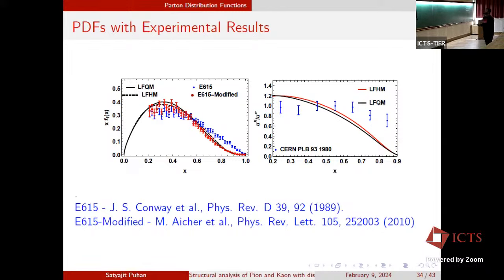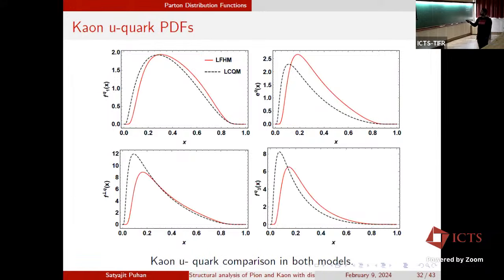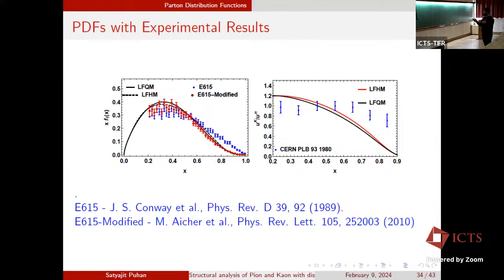And this is the pion-to-pion ratio data. You can see our results start from 1.2 and vanish at around 0.9. This is because our pion u quark model, both the models, have zero distribution around 0.2 to 1. That's why they are coming like this. But we have to check why that is happening in our model. These data have been taken from E615 and JS Conway data and other data.